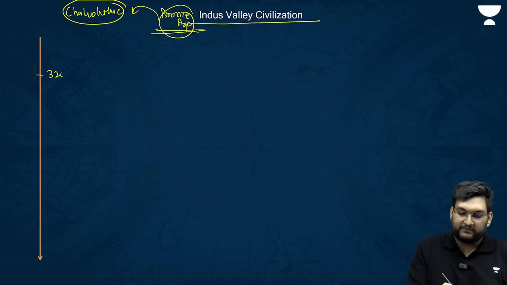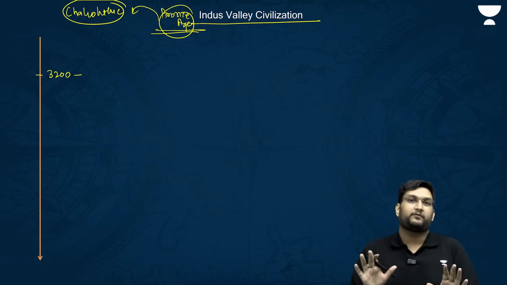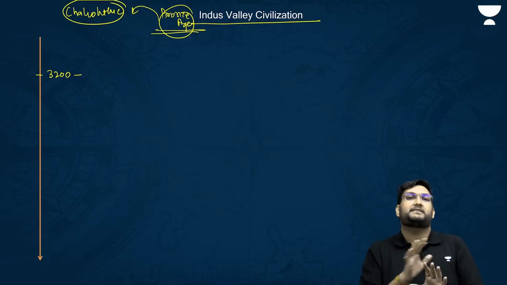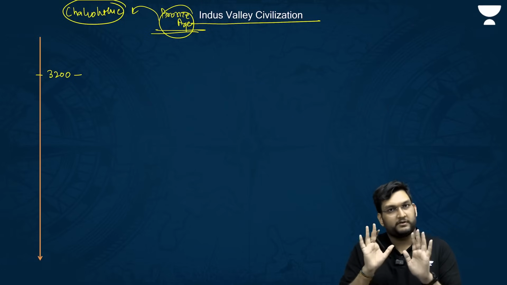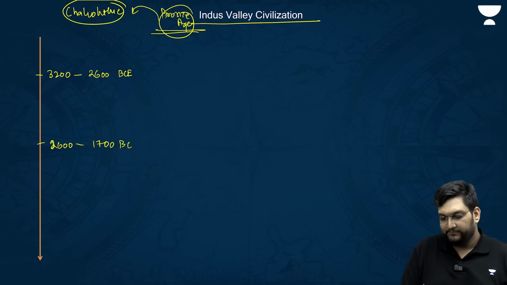So, the date which is given is 3200, and all these dates are from Upinder Singh. So, do not have to worry, you will find variation in dates in a lot of different books, but I have used the most authentic book for this area, which is Upinder Singh. So, 3200 to 2600 BCE, then 2600 to 1700 BCE, and from 1700 BCE to 1500 BCE.